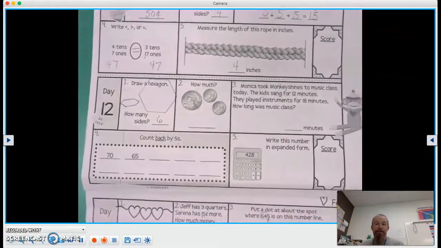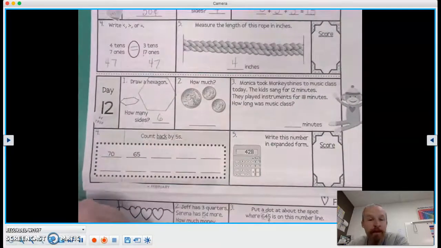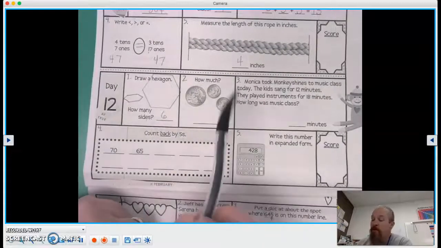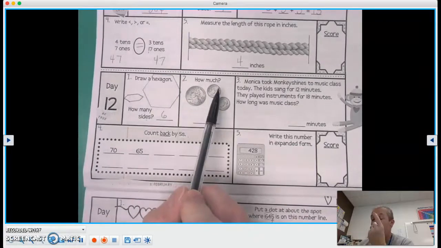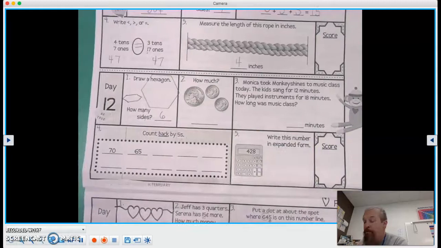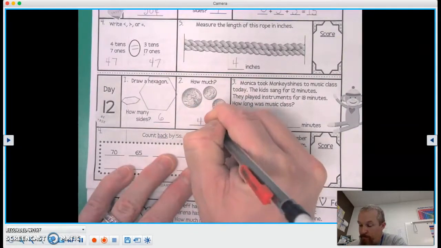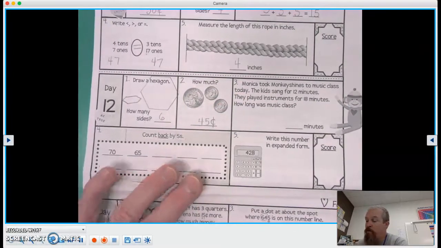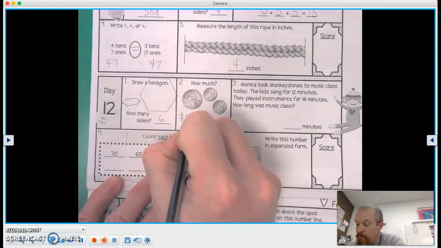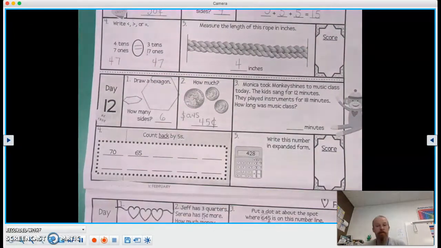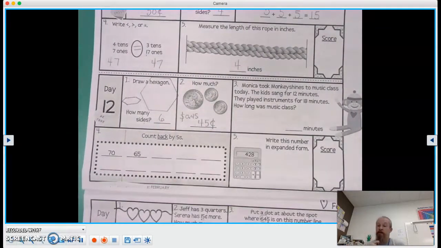All right, number 2. How much money? So quarter is 25 cents and the dimes are 10. So we're going to start at 25 and let's count by tens from 25. So start at 25, 35, 45. Now it's 45 cents, right? You could also write it like this. Okay, you could do it that way too. It's still 45 cents, but we have to have the decimal point on there, okay?